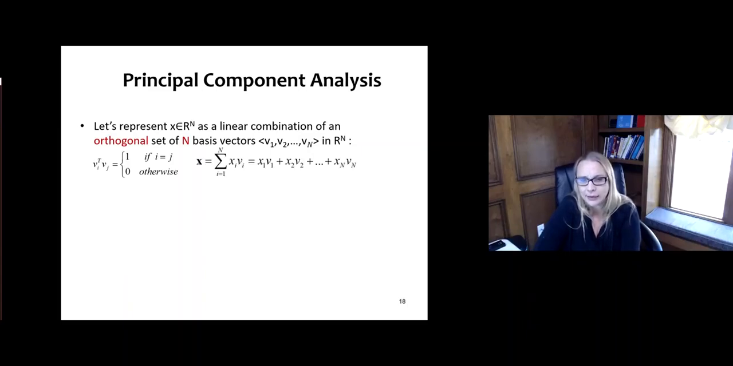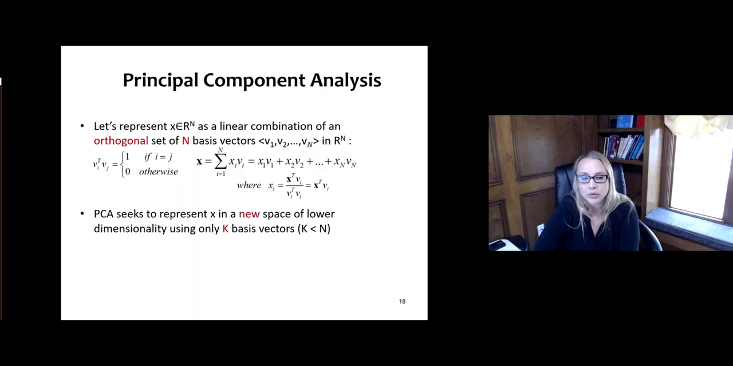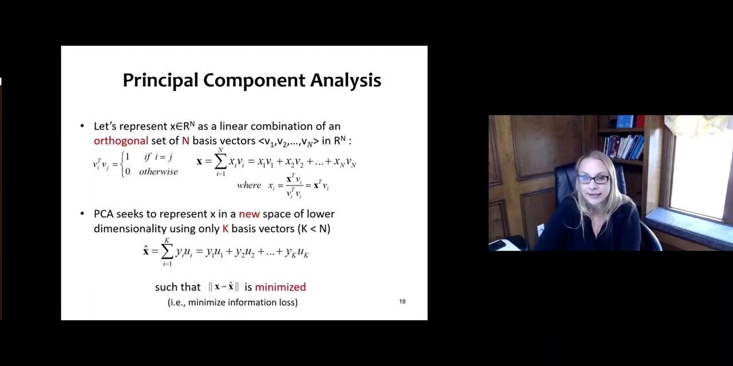In this case, here we have all these X variables that we're looking at. What we're trying to do with PCA is to represent the X in a new space of lower dimensionality using k basis factors. So instead of using 100 X variables, we can have fewer k principal components that explain much of the variability that we're seeing within our data. What we're trying to do here is find an X hat such that the absolute value of X minus X hat is minimized. So you're minimizing the information loss with a fewer number of principal components.